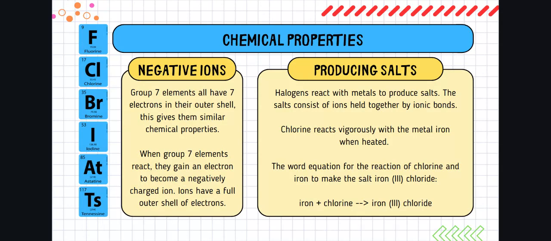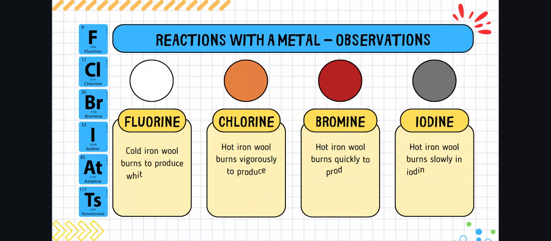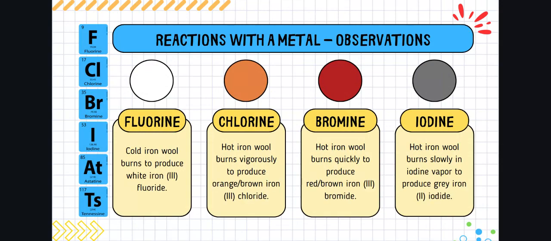salt, iron chloride. Now, iron plus chlorine equals iron chloride, but to make the salt, it's salt, iron chloride. Now let's look at the reactions with a metal, and the observations. Fluorine with cold iron burns to produce the white iron 3 fluoride. Hot iron wool with chlorine burns vigorously to produce orange/brown iron 3 chloride. And the numbers there are just to signify where on the periodic table the element is.